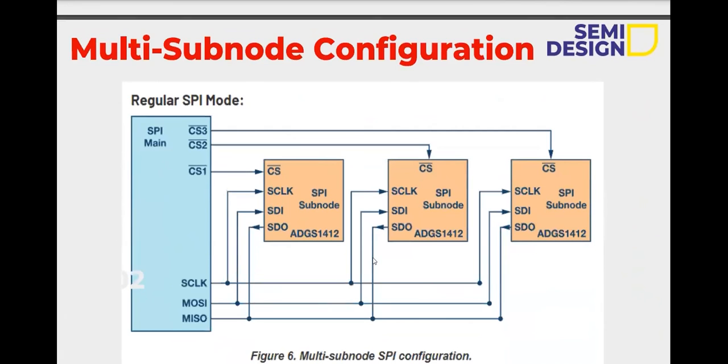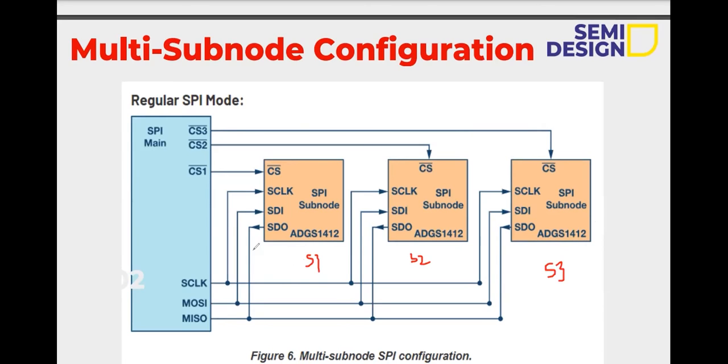Next thing is multi-node configuration. Multi-node configuration means one master and multiple slaves. We can connect them in a regular SPI mode or in a daisy chain fashion. Do you know the difference between scan chain and daisy chain? Scan chain is nothing but regular mode. Regular mode means if there are three slaves, this is slave 1, slave 2, slave 3, or you can call them subnodes.